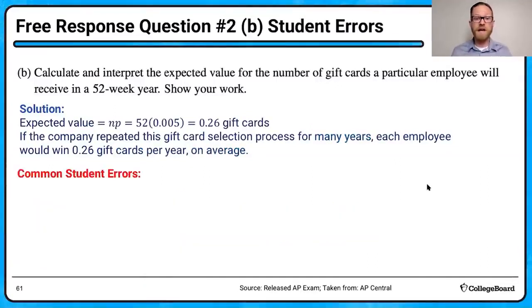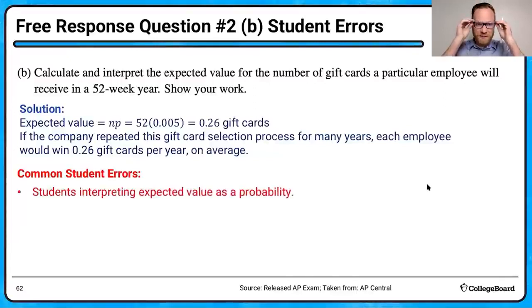All right, let's talk about some common student errors on this question here. The first is that students interpreted the expected value as a probability. And I think the reason that happened was because we got a decimal value here for the expected value. And a lot of times students see decimals and they think automatically that it's a probability. But this is an expected value, it's a mean, it is not a probability.